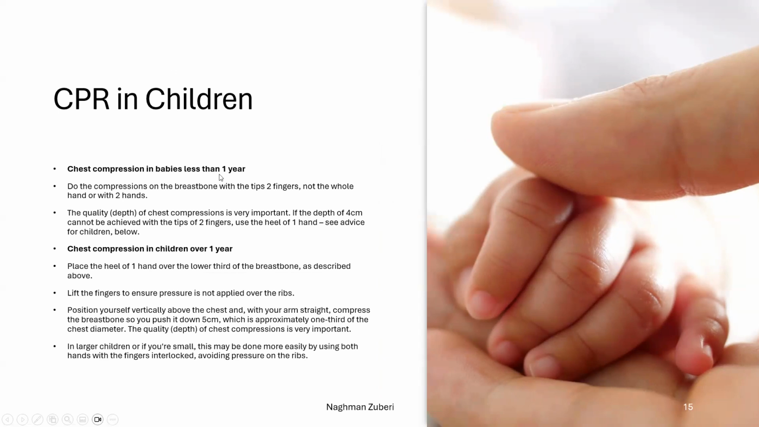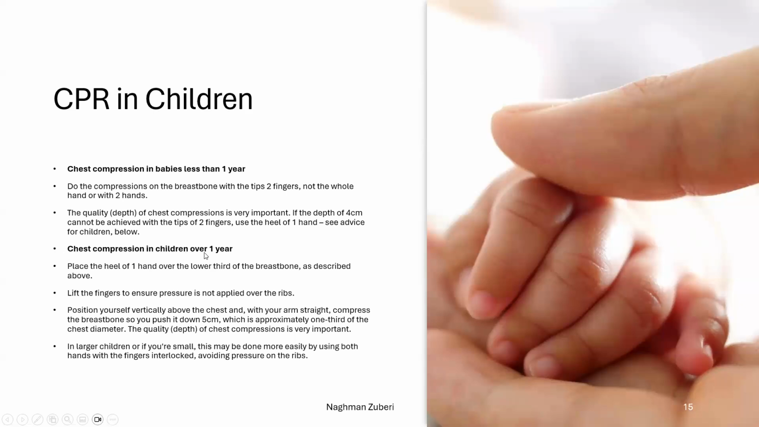Chest compression in babies who are less than 1 year. Do the compressions on the breastbone with the tips of 2 fingers, not the whole hand or 2 hands. The quality, or depth, of the chest compressions is very important. If the depth of 4 centimeters cannot be achieved with the tips of 2 fingers, then you can use the heel of 1 hand. And now look at this advice for the children.